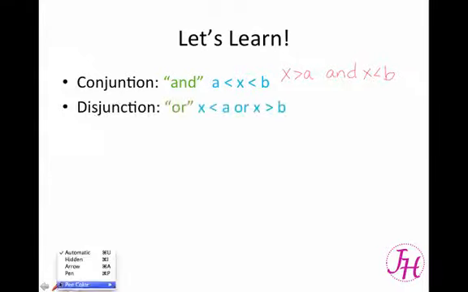A disjunction is when we use the word or. X is less than A or X is greater than B. So we're looking for a value that satisfies this or this, but not both necessarily.